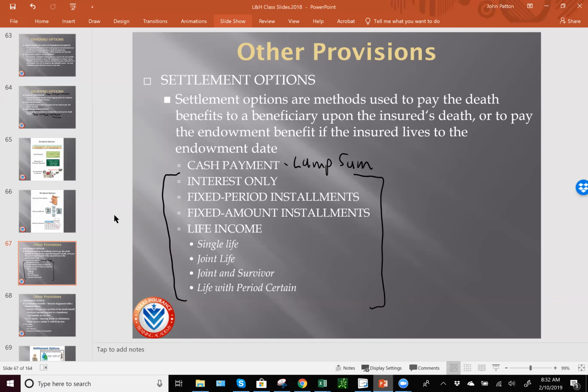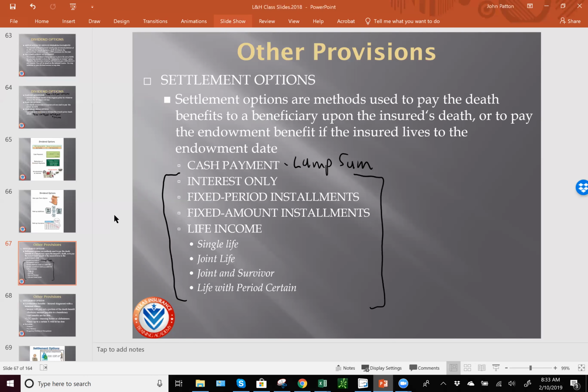Next is fixed period installments. This is where you're the beneficiary and you would choose the period or how long you would want that death benefit paid out to you. If you choose the period, that means the insurance company is going to choose the amount of each payment because they're going to figure out the interest that will be attached to each payment. Fixed amount installments, this is where you, the beneficiary, would choose how much you would want each payment to be. If you choose how much each payment is going to be, then the insurance company is going to choose how long it's going to get paid out. Because once again, with interest attached, it can be a little bit longer.